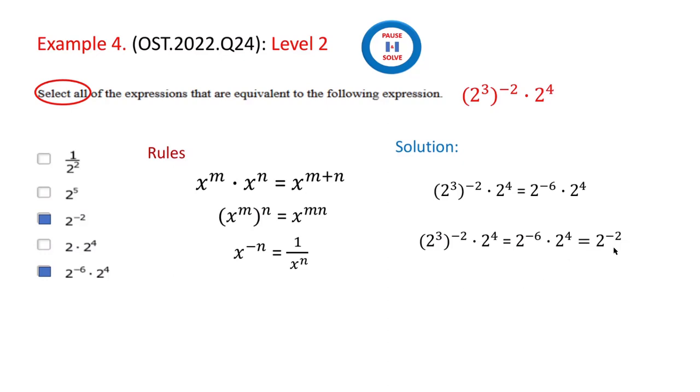So let's see. 2 to the power negative 2 is actually equal to 1 over 2 to the power 2. And that's this one here. Now let's look here. Is there any other option? 2 to the power 5, of course, is not a good answer. This one also is 2 to the power 5, not a good answer. That's it for this question.